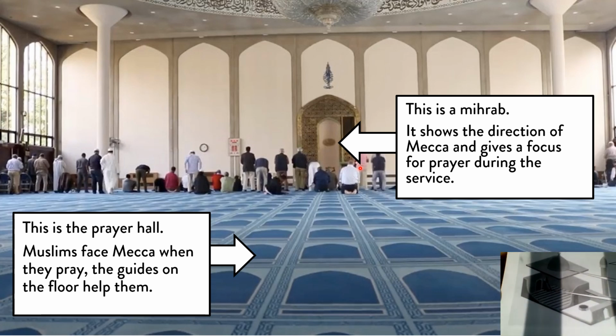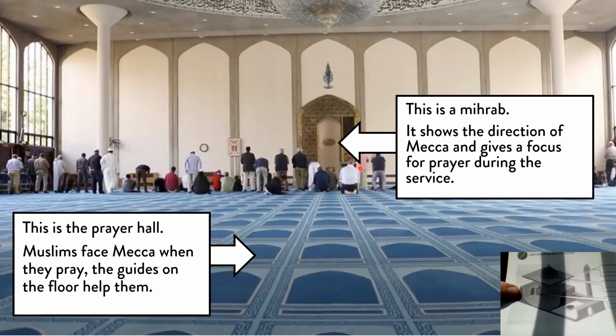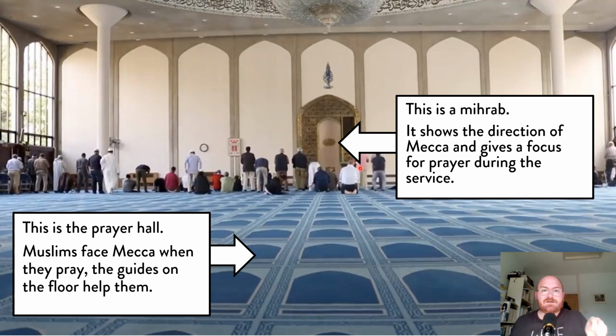Can you see here? There's a section in the wall that shows the direction of Mecca. That is one of these here. It's this one. It's mihrab. Okay. Good. Great, and that's all that I have time for this lesson.